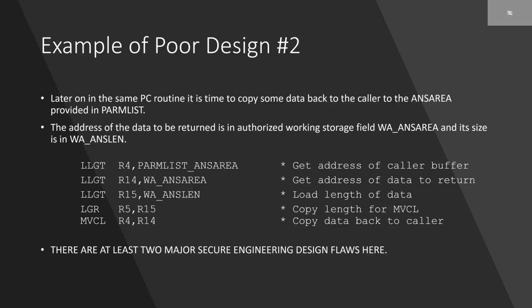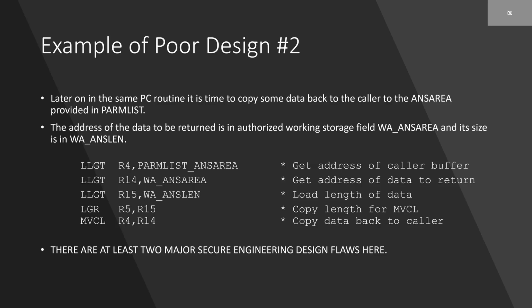Okay, number 2, there's only 2. Okay, so later on in this poorly written PC routine, it's time to copy some data back to the caller with the address passed in the answer area in that parm list DSECT. The address of the data to be returned is in an authorized working storage field inside WA_ANSWER_AREA, and its size is in WA_ANSSIZE. So he's done some logic inside the PC routine. He's got the answer area of the buffer he wants to return. He's got its length because he's nicely kept track of it while he's been gathering the data, and now he's going to copy it.